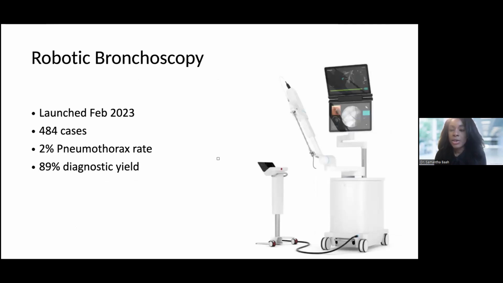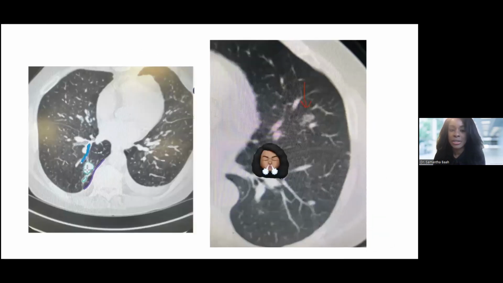All right. So just some updates for you all. We have launched February 2023, and we've done at least 484 cases. I think we're not including the past 30 days. Our pneumothorax rate is 2% because anytime you biopsy the lung, there's a risk of the lung collapsing. It's only 2%, which is pretty good. And the diagnostic yield for all users, which is about 5 of us now, is almost 90%. So excellent results in getting patients answers.